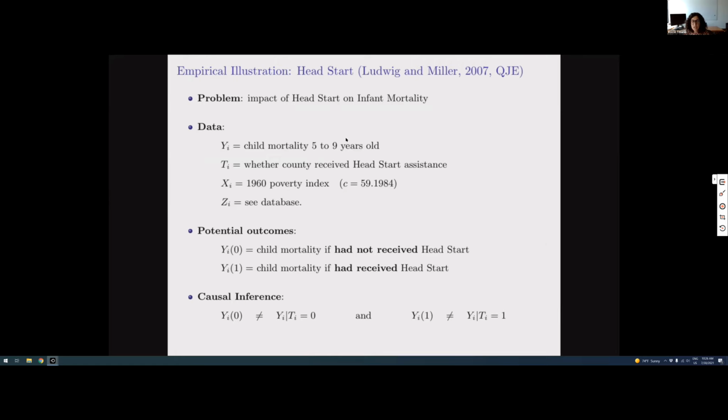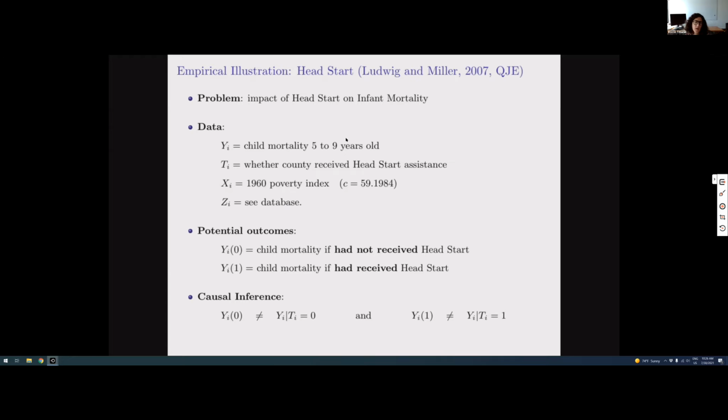The application that we are going to analyze, and Matias will also analyze later, I'll just introduce once and then we'll come back to it at various points. It's an application published in the QJE in 2007 by Ludwig and Miller.